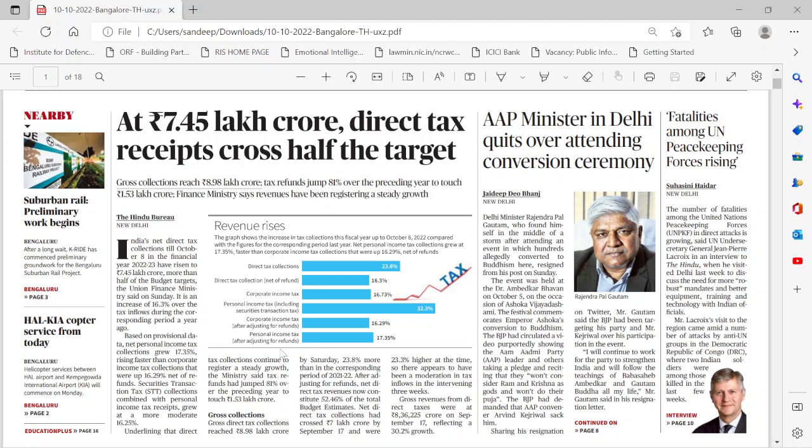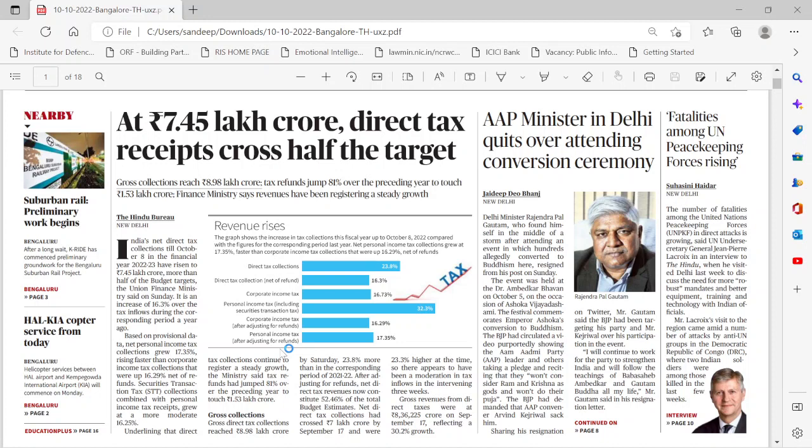So direct tax includes income tax, personal income tax, and corporate income tax, let us say business people earning money. Then security transaction tax: that means you are doing share market investments, and on the money you get from the share market, you pay this tax. So these all come under what we call direct taxes.